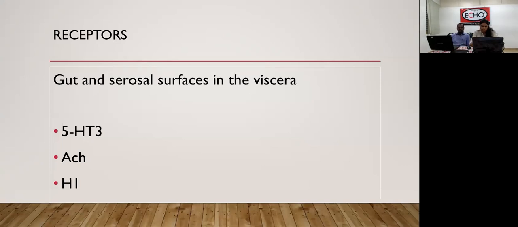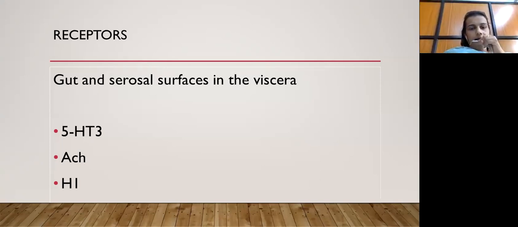So the next receptors are the ones in the gut and the serosal surface in the viscera. We've got 5-HT3, acetylcholine and H1. These are responsible basically for the gastric stasis and the direct irritation from the contents in the stomach.